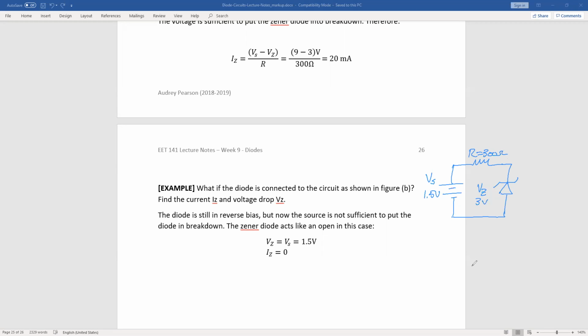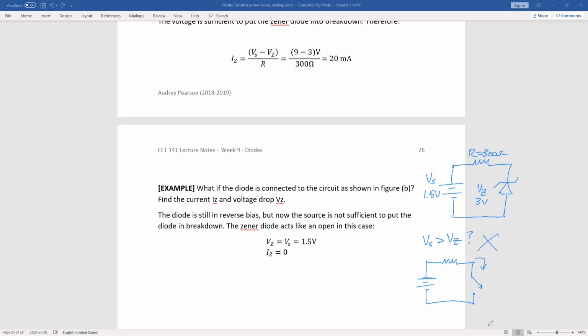Okay, so it's in reverse bias, which is good because it's a Zener diode and that's how we want to have it hooked up. But then we need to check and see if our voltage source is greater than our breakdown voltage. And in this case, that is not true. So that means that our circuit is actually going to be modeled with the diode as an open switch.